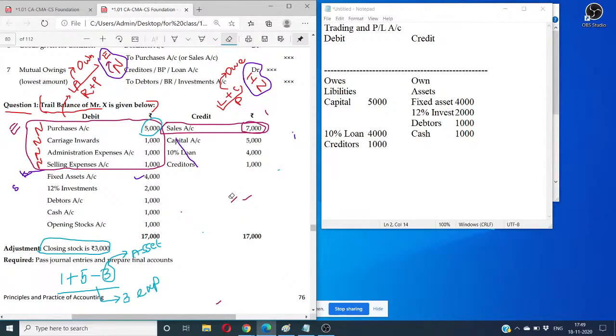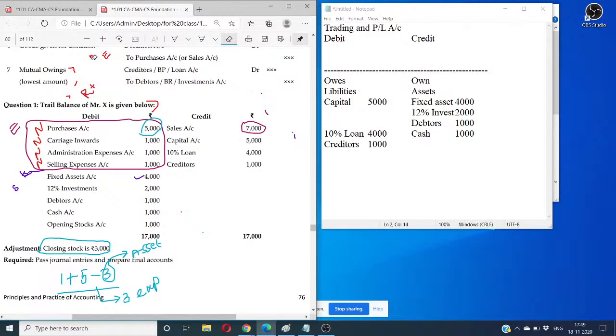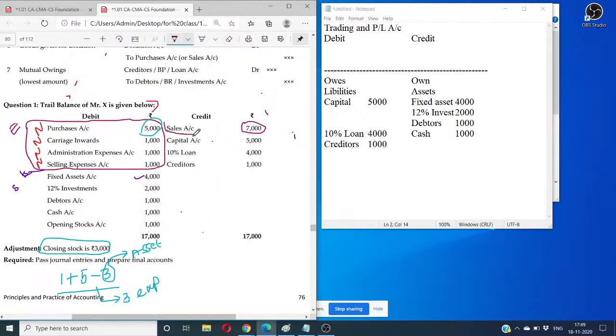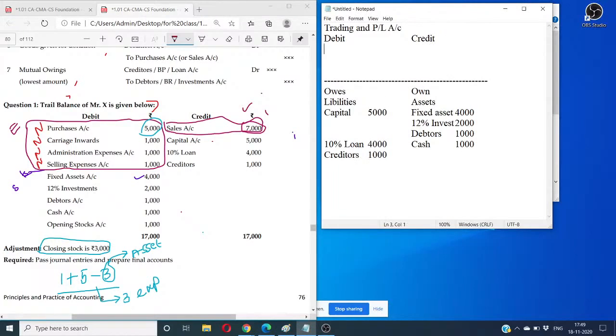Now listen. Now, what is the income here? Sales is the income. I am going to record that in which side? Credit side. Credit means credit side only. So I am going to record that in the credit side. So sales. I hope you don't have any confusion here. Sales being 7,000.